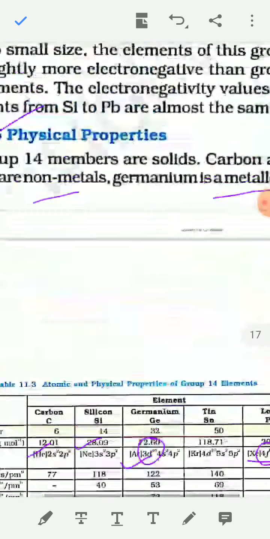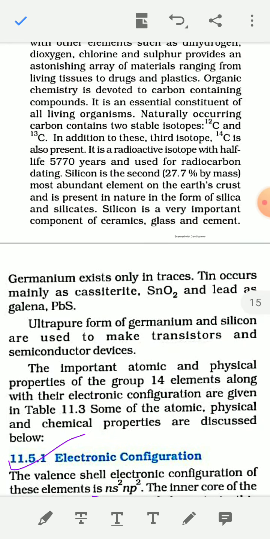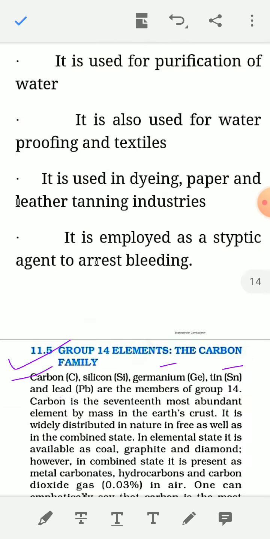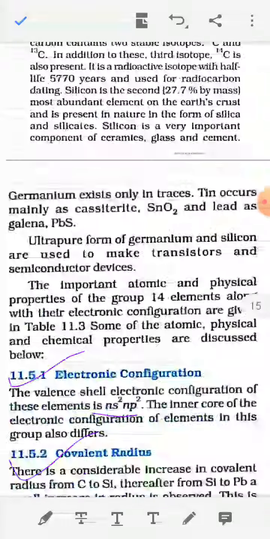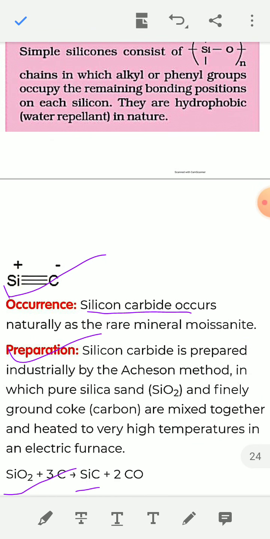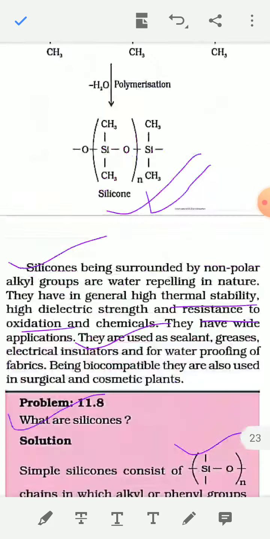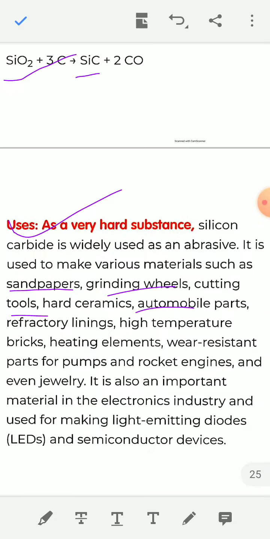And from the p block elements of groups 13 and 14, the most important effect is the inert pair effect. The cause of the inert pair effect is the presence of inert, low screening or poor screening d and f orbitals in the heavier members of this group. Okay, thank you students. This chapter, p block elements, is completed.